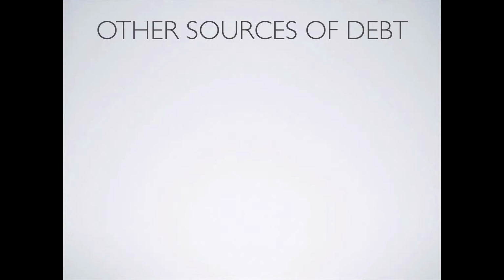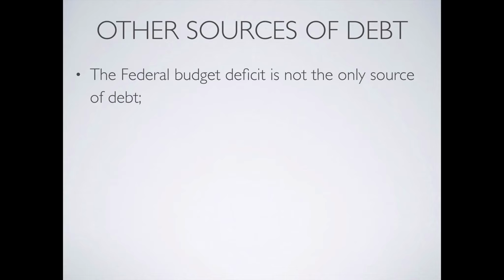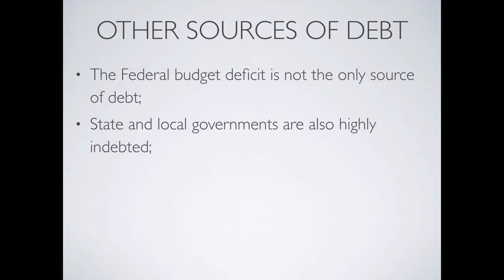Okay, so there are other sources of debt in the U.S. economy as well. The federal budget deficit is not the only source of debt. State and local governments are also highly indebted. States also issue their own bonds. Local governments issue their own bonds. There's municipal bonds, for example. So debt is a big problem at every single level of government.